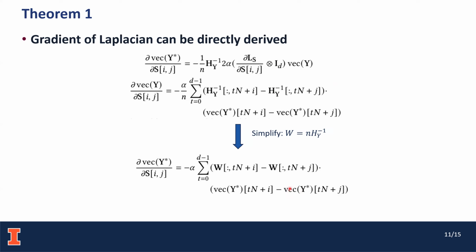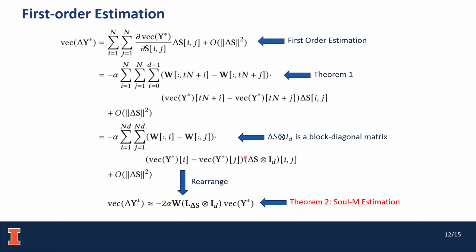No problem. From this step, we'll have the gradient of the vectorized y star with respect to every entry in the similarity matrix. So in the next step, we want to do the first order estimation to summarize over all the entries to get the final change in outputs, delta y star. Here's the derivation part: first of all, we start by plugging in the first order estimation, using theorem one that we just got.